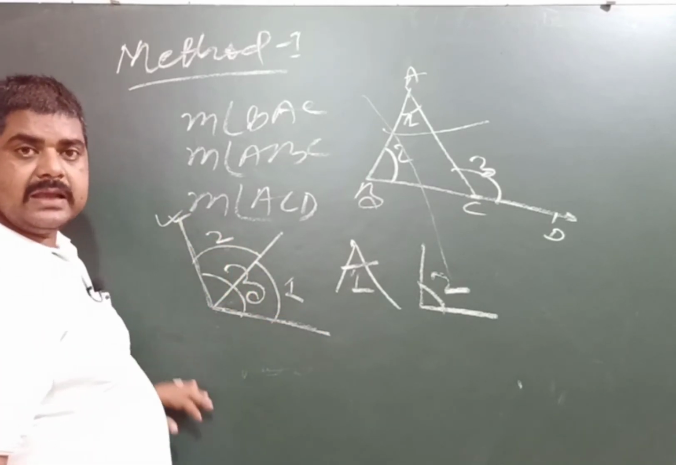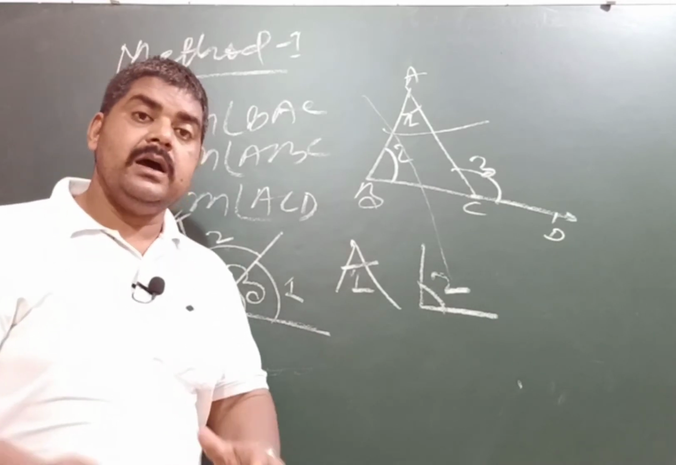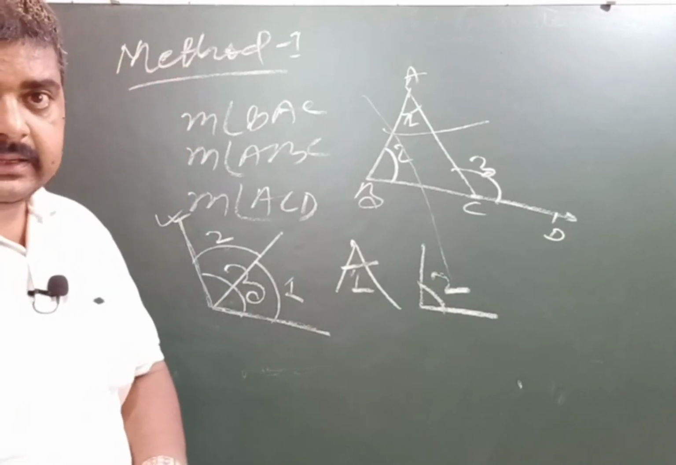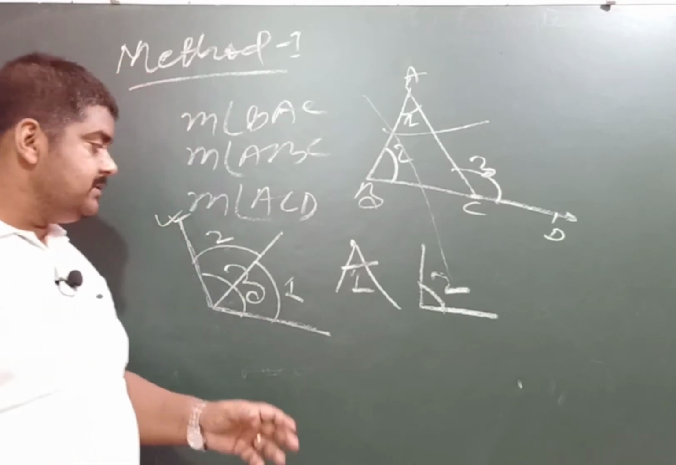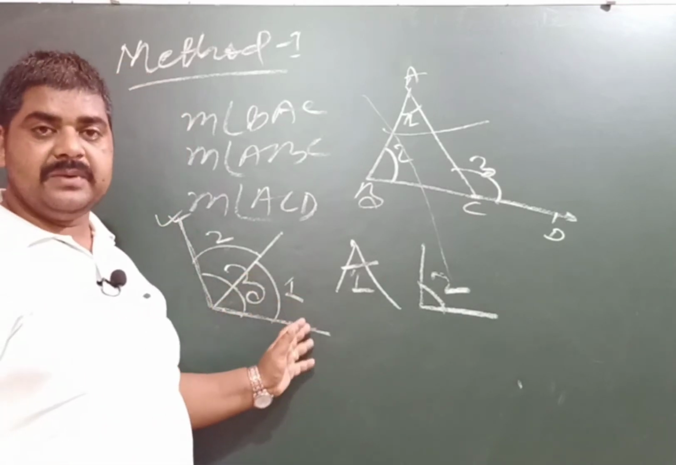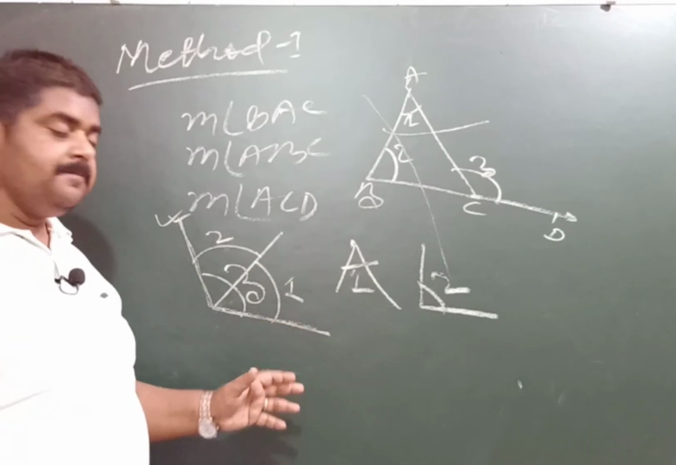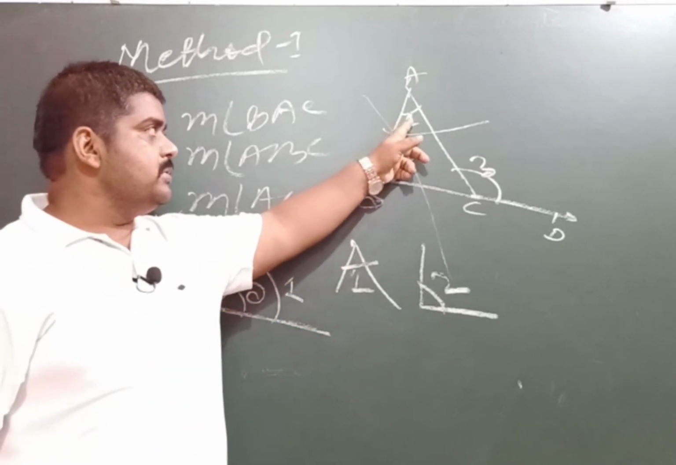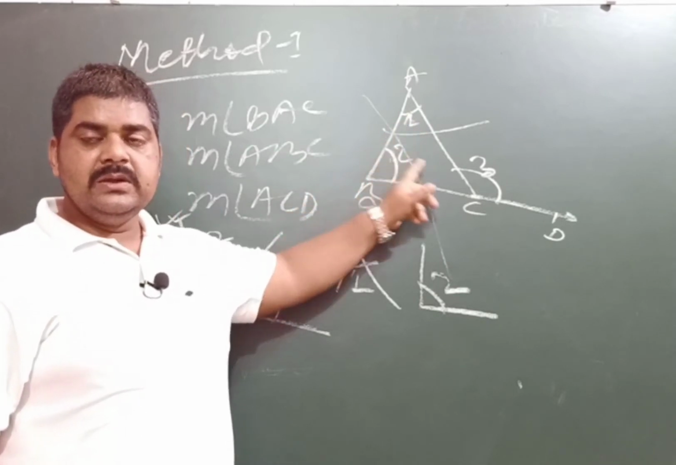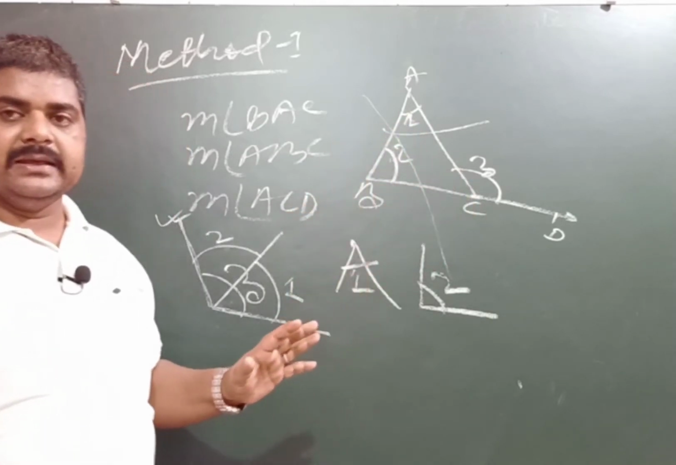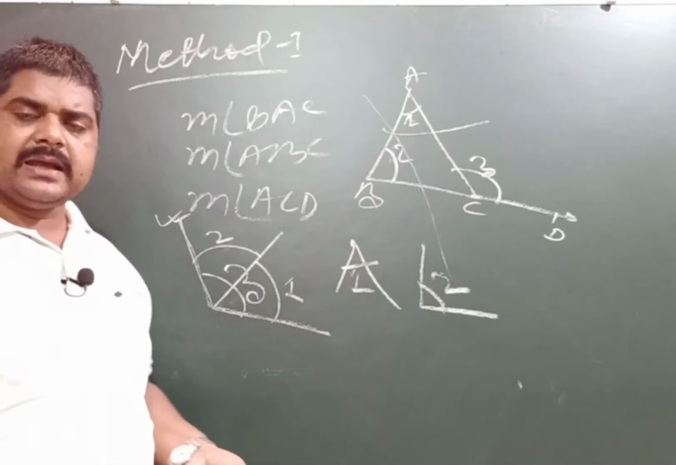So this is the second method, the math lab method. In the laboratory, this method is generally used to prove that the sum of the interior opposite angles, the sum of these two, is equal to the exterior angle. So you may use the second method also.